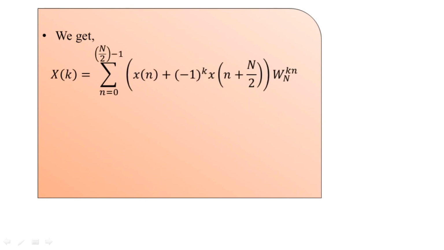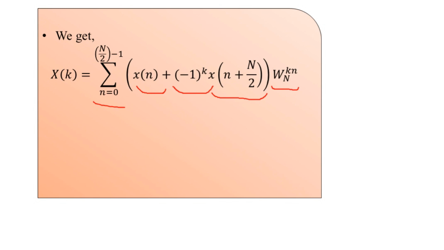Now with the twiddle representation, we get the final form of the representation for the discrete Fourier transformation, capital X of k, equal to the summation small n equal to 0 to capital N by 2 minus 1 operated over x of n added to minus 1 to the power k into x of n plus capital N by 2. The bracket is completed, and here it is in multiplication to capital W suffix capital N k n.